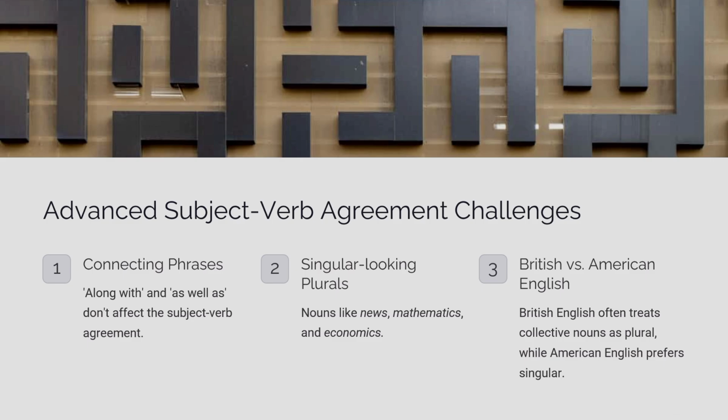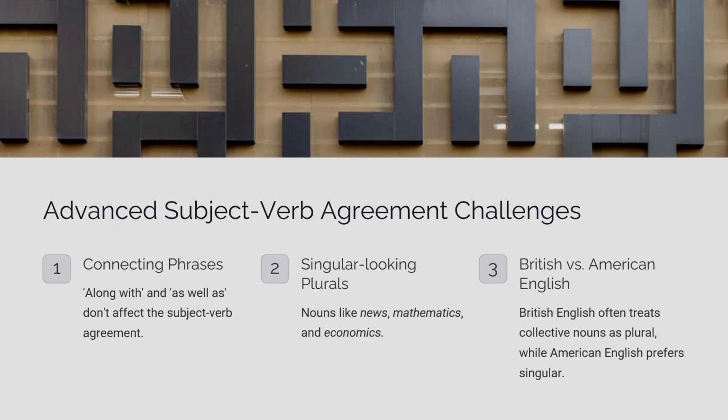So for example, in the sentence, the teacher along with the students is planning the field trip. Again, the teacher along with the students is planning the field trip. We use the singular verb is to match the main subject teacher. The phrase along with the students doesn't change the singular nature of the subject, so the verb remains singular.